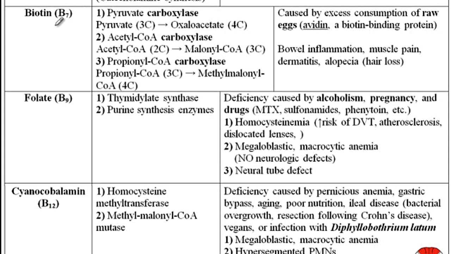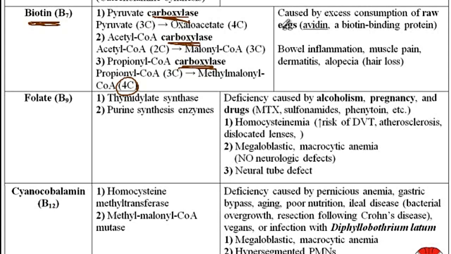The next vitamin is vitamin B7, which is important in carboxylase activity. So carboxylase will add a carbon to the substrate. With pyruvate carboxylase, pyruvate, which is 3 carbon, will be converted into oxaloacetate, which has 4 carbon. Acetyl coenzyme A will be converted into malonyl coenzyme A that has 3 carbon, so 1 more carbon than acetyl coenzyme A. And finally, propionyl coenzyme A carboxylase will convert propionyl coenzyme A from 3 carbon into methylmalonyl coenzyme A, which has 4 carbon. So biotin is required in carboxylase reactions, which add a carbon to the substrate.